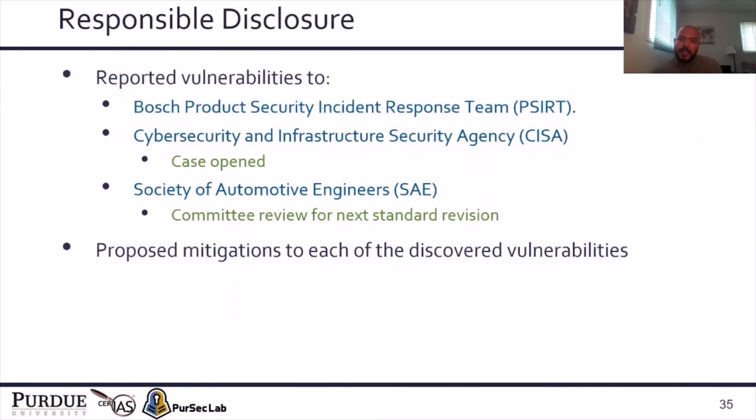To ensure responsible disclosure, we reported the vulnerabilities to the Robert Bosch Security Incident Response Team, the Cybersecurity and Infrastructure Security Agency, who created an open case to discuss the vulnerabilities, and to the Society of Automotive Engineers, who acknowledged their contributions and submitted the vulnerabilities to a committee for review and consideration in the next revision of the standard. On our part, knowing that a standard revision might take a long time, we also proposed some mitigations to each of the discovered vulnerabilities, which could be implemented immediately.